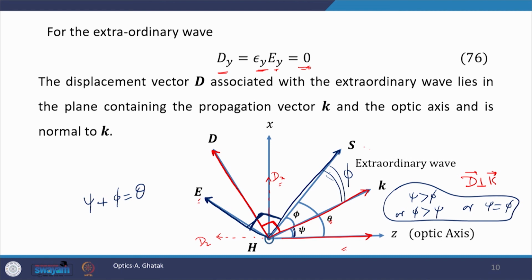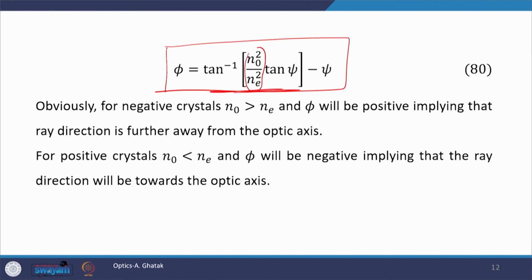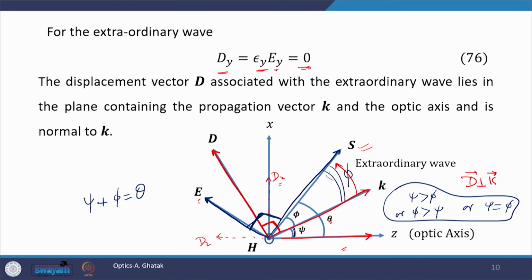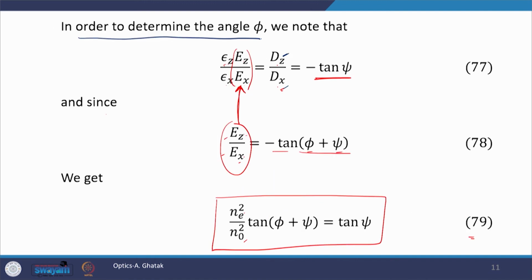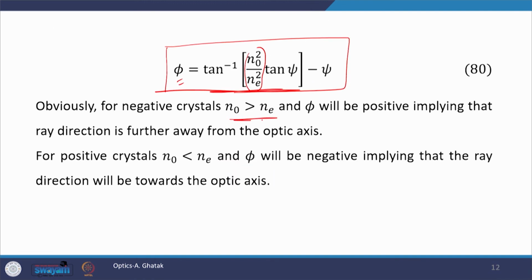The position of S would be in this direction from k, because phi is positive. And what is phi? Phi is the orientation of the Poynting vector S with respect to the k direction, and positive phi means phi is in this direction. This happens in a crystal for which no is larger than ne, that is, for a negative crystal we will have k in this direction and S in this direction.